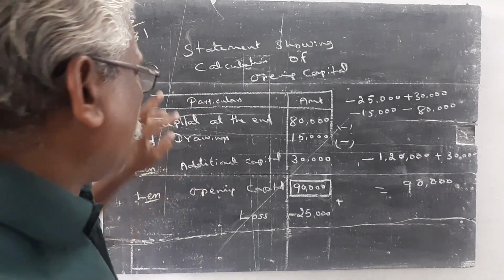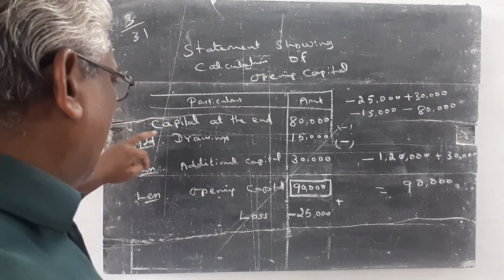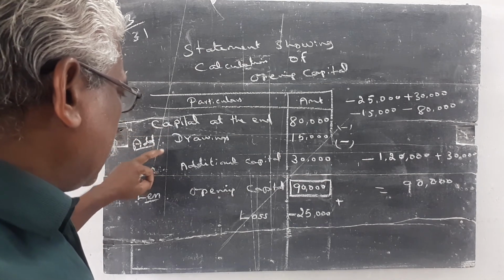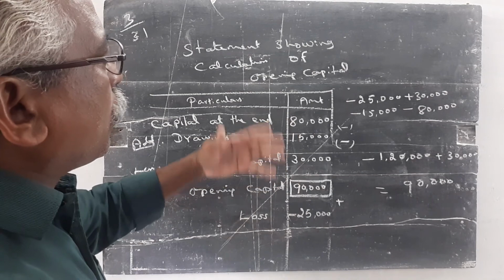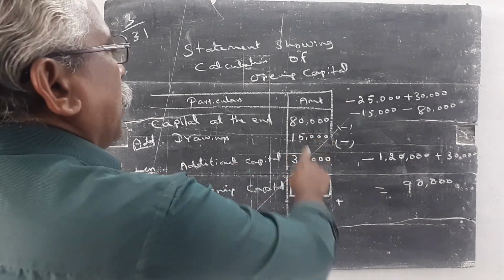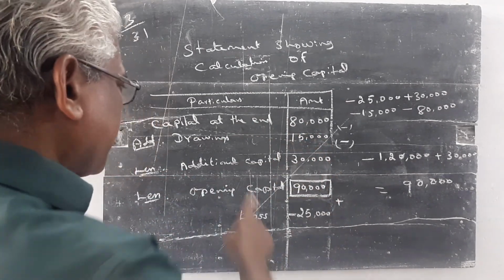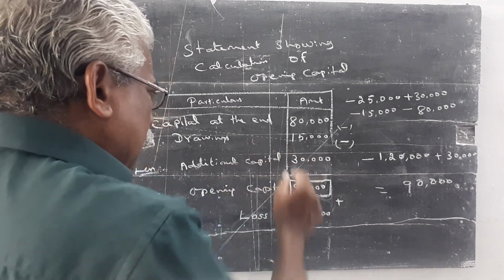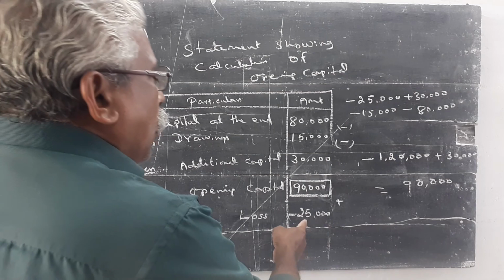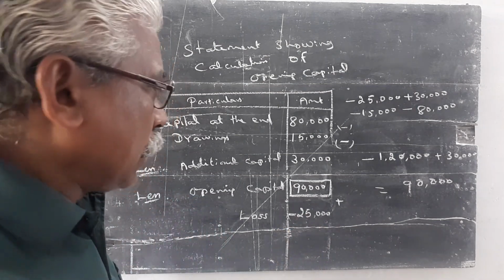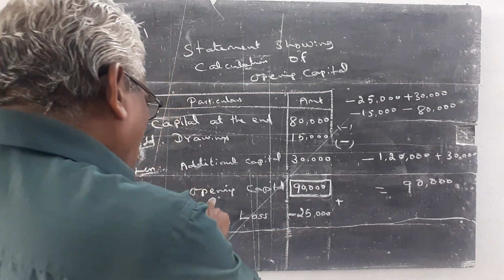Once again, I want to explain this question because it is somewhat different. Capital at the end, add drawings, less additional capital, less opening capital, the loss. Given information is filled up one by one. Capital at the end, 80,000 is given in the question. Drawing 15,000 is given in the question. Additional capital 30,000 is also given in the question. Loss of 25,000 is also given in the question. We have to calculate opening capital.